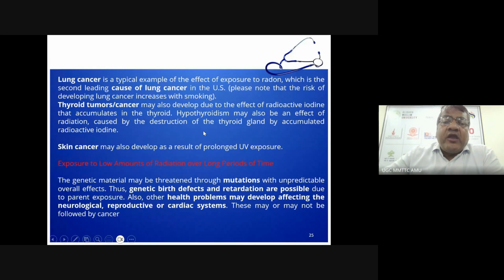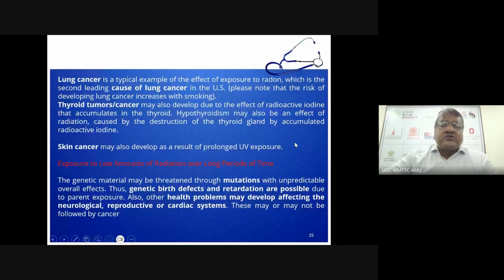Hypothyroidism may also be an effect of radiation, caused by the destruction of the thyroid gland by accumulated radioactive iodine. In hypothyroidism, people are mainly lethargic, obese, and they always have some pain in their body. They may have swelling over the body. So these are the symptoms of hypothyroidism.